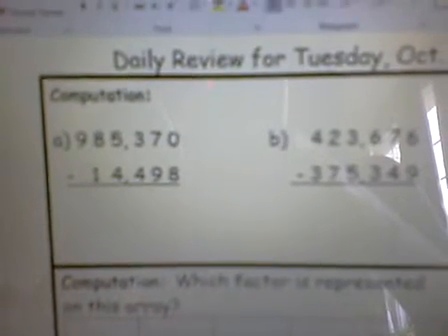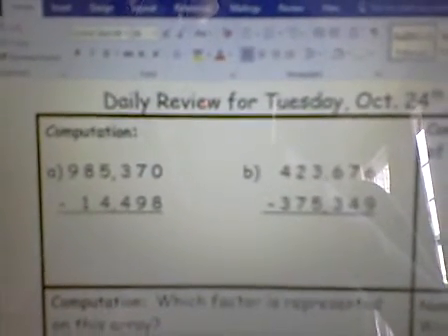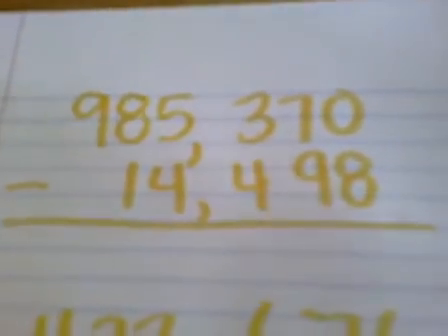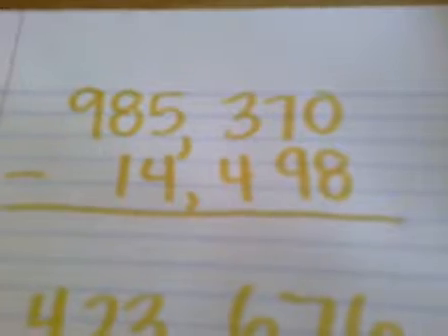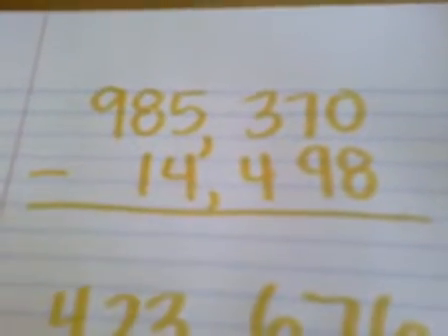The first square is computation, and it's two subtraction problems. To show my work, I'm going to do this on a separate sheet of paper. Follow along with me and show your work as well. The first subtraction problem is 985,370 minus 14,498. So let's start subtracting.